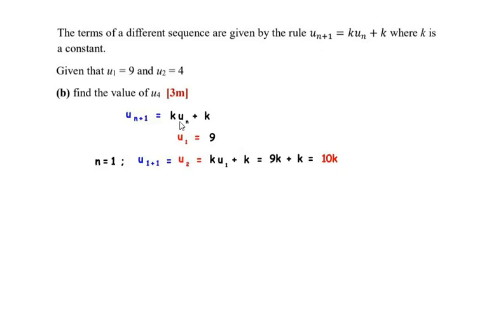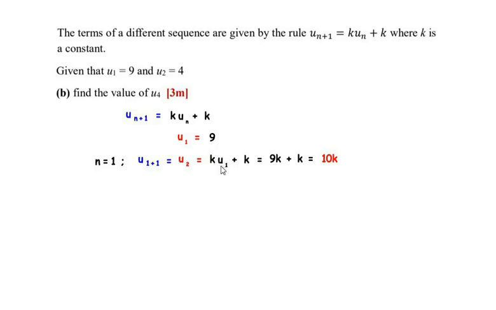So here we have started by writing the rule, that is u(n+1) = k·u(n) + k. And the value of u1 we have written here as 9. Now let us take n equal to 1 and plug in this formula. So n+1 becomes 1+1, giving us u2, that is 1+1 gives us 2, is equal to k times u(n), which becomes k times u1 plus k. This will be equal to, now u1 value is given to us as 9.